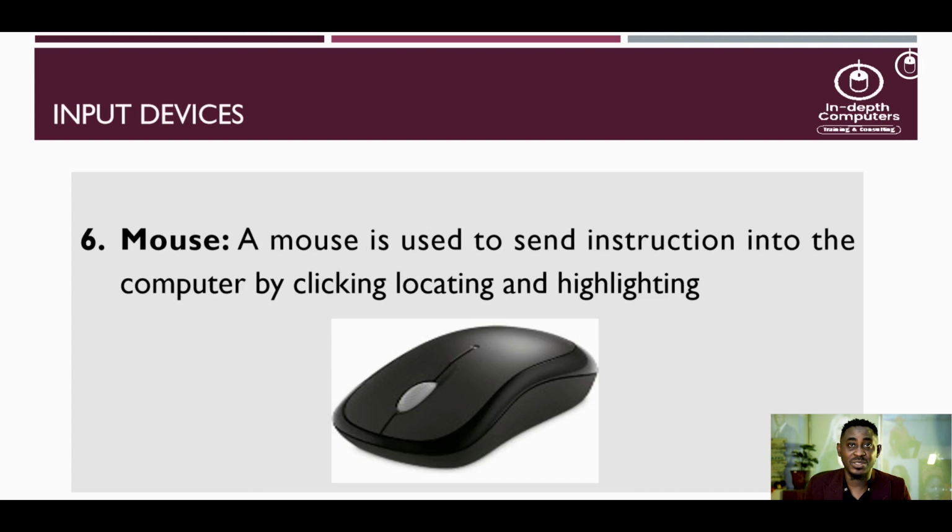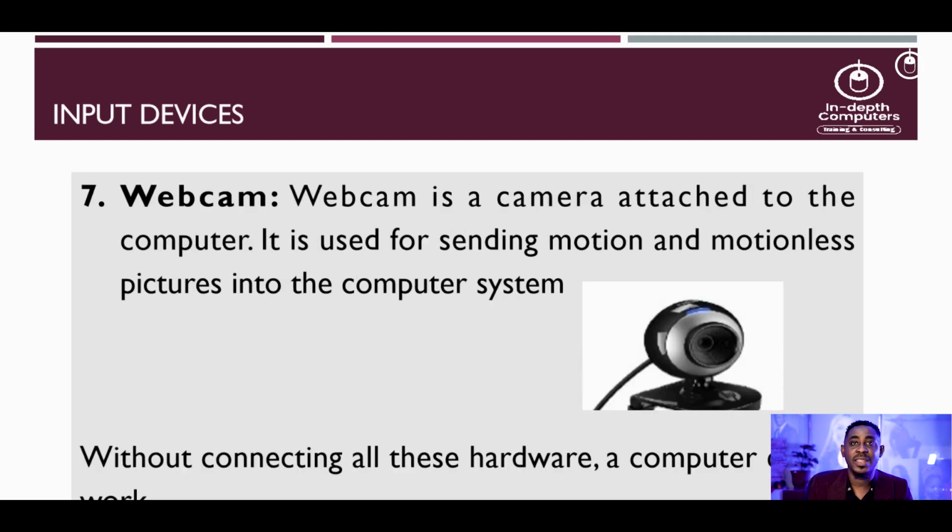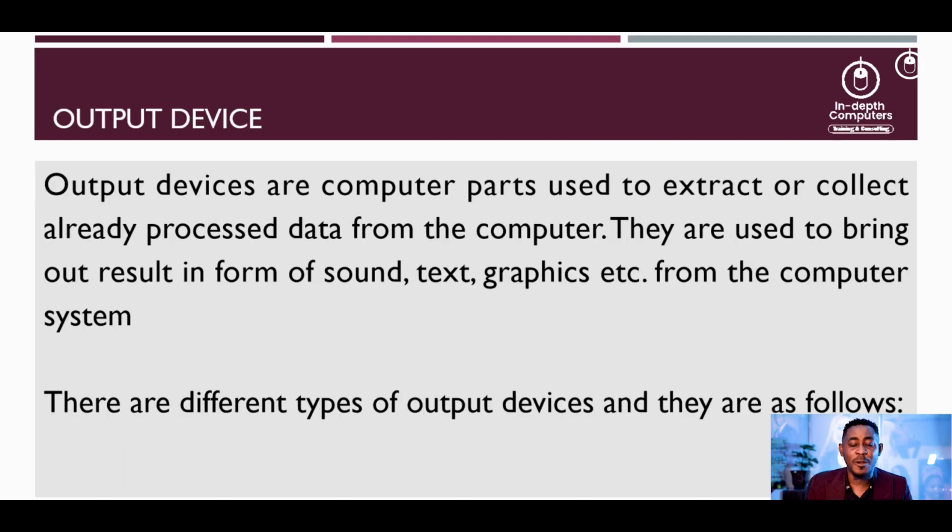Now, the mouse is also an input device. Whenever you use your mouse to click or to draw, whatever you use your mouse to do, it reflects in the computer system. That makes the mouse an input device. Now, the webcam also is the camera that is attached to your computer that takes your video or your picture into the computer system. That makes it an input device. All of these that I have talked about are input devices.